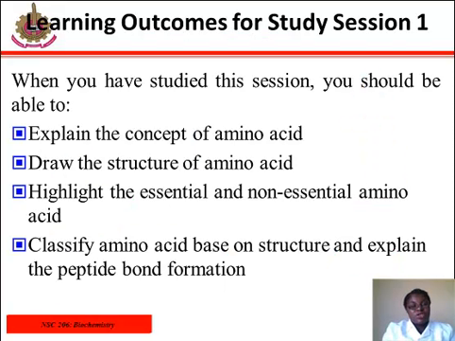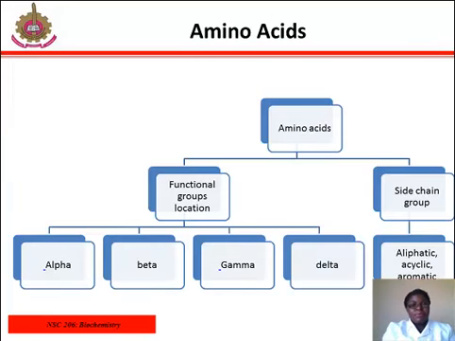At the end of the study session, you should be able to explain amino acids and their structure, highlight the essential and non-essential amino acids, classify amino acids based on their structure, and explain peptide bond formation.